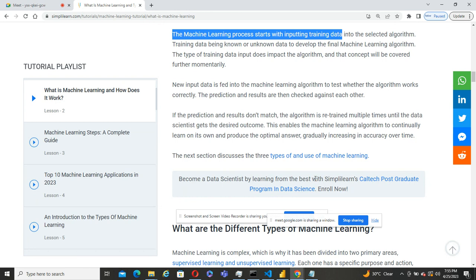The prediction and results are then checked against each other. Now we will feed in our data. We will allow it to compute. There is one thing I want you to always remember. In computing, everything you do follows an algorithm. As I defined last time, an algorithm is the step-by-step way of solving a problem.